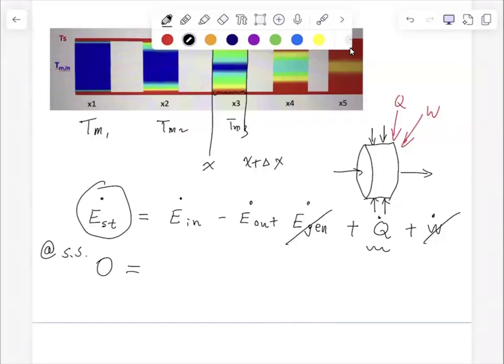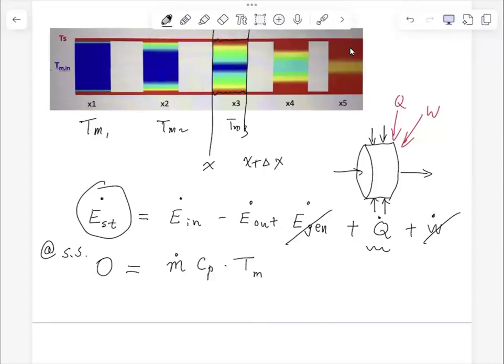So the energy that the material carries in equals the mass flow rate times the specific heat, times the temperature. Here, however, I just want to remind everyone, this is the first time we use the mean temperature, because remember, the temperature is different from the center to the edge.